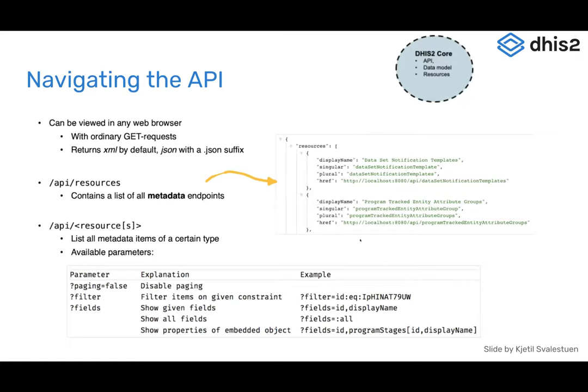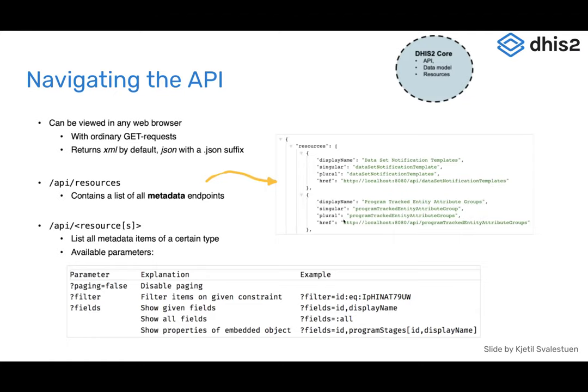The metadata endpoints might change slightly between different versions of DHIS2, though they're fairly consistent for some time. If you go to /resources, it will list all of the different metadata resources that are available. There's something like 85 of them, so there's quite a few. Some are used much more than others, so don't be overwhelmed by how many there are. It'll also tell you the singular and plural version of that name when it appears in the API. When you have references to this resource, for instance, program tracked entity attribute group, when it's singular, it will be referred to as a program tracked entity attribute group. And when it's plural, it's a collection of multiple program tracked entity attribute groups.